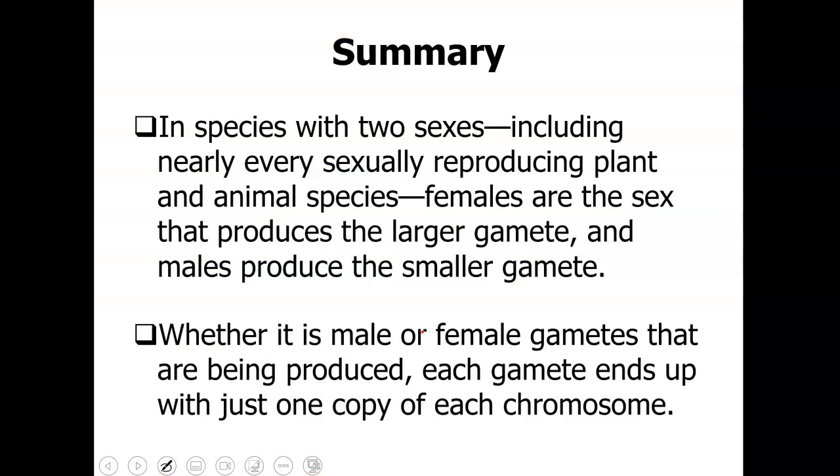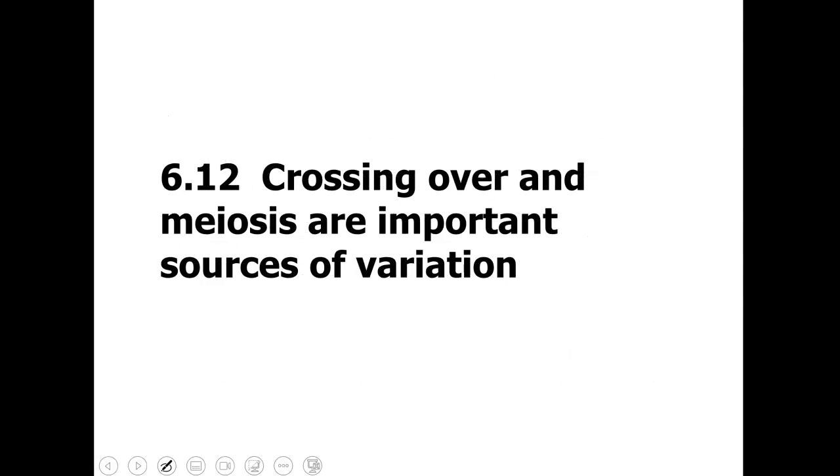So in species with two sexes, including nearly every sexual reproducing plant and animal species, females are the sex that produces the larger of the gametes, and males produce the smaller of the gametes. Whether it's a male or female gamete that's being produced, each gamete ends up with just one copy of each chromosome. So crossing over and meiosis are going to be very important sources of genetic variation. Like we said, this is how you can end up with genetically varying individuals that come from the same parents.